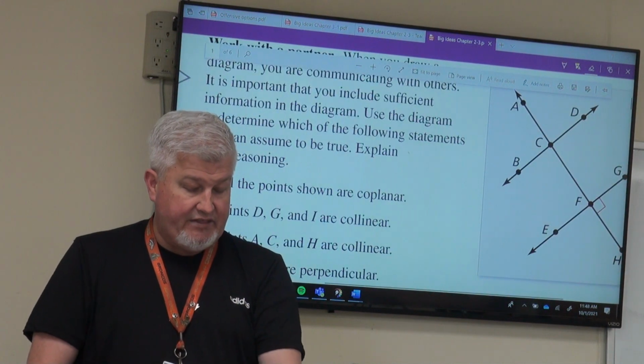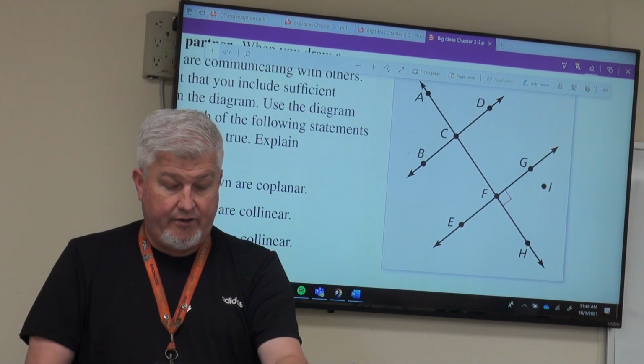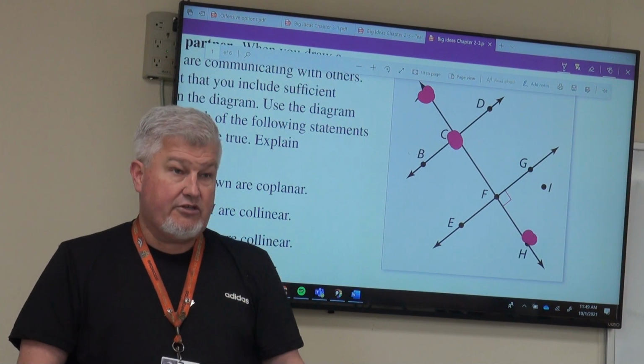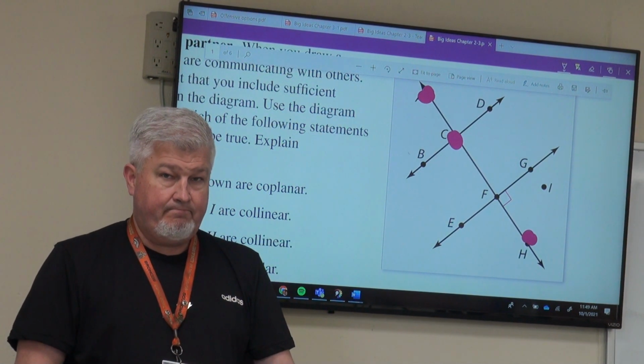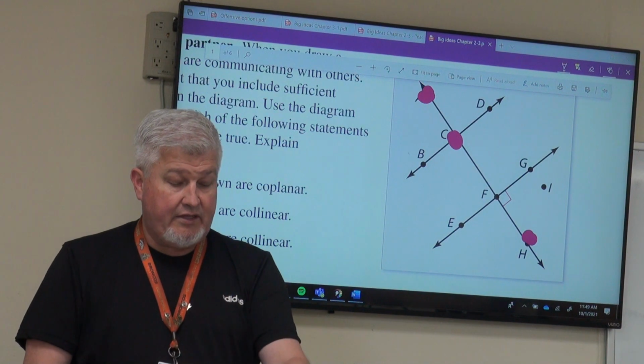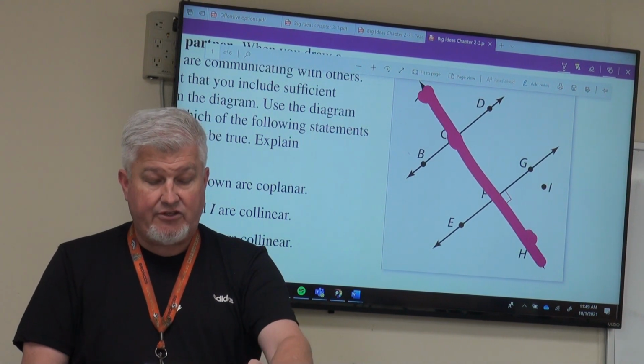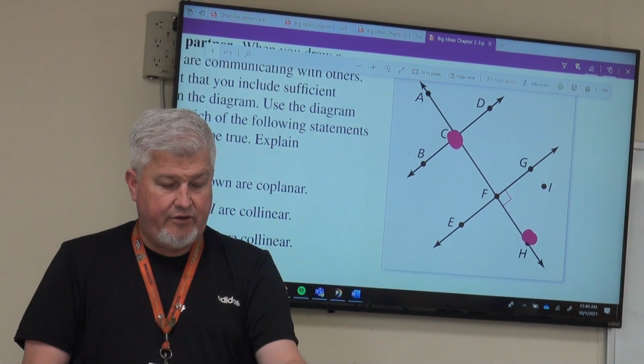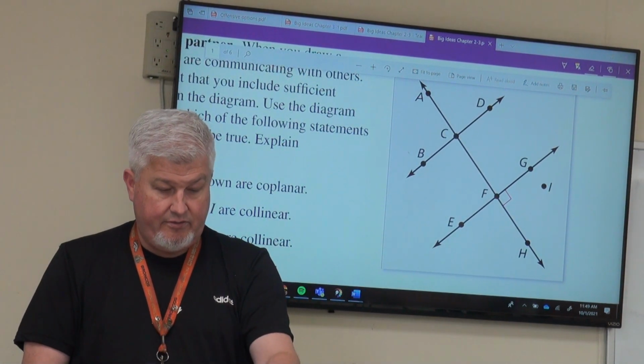The next one says points A, C, and H are collinear. So I have A, I have C, I have H. Can we assume they are collinear? Yes, they're all on the line that's already drawn right there. So we can assume they are collinear.